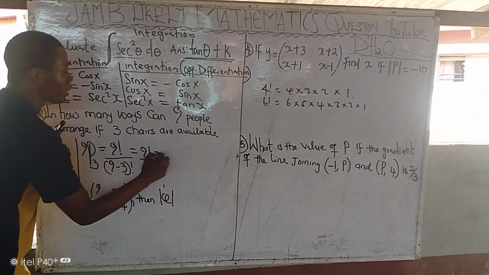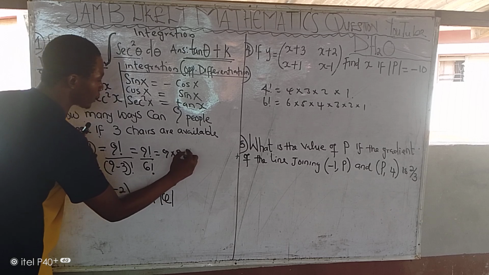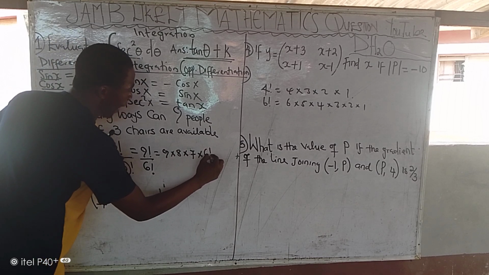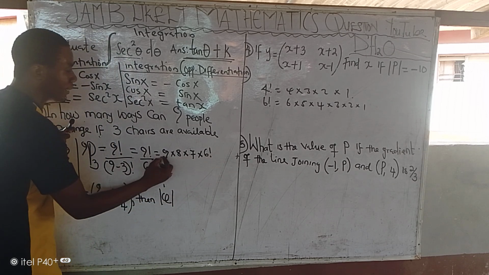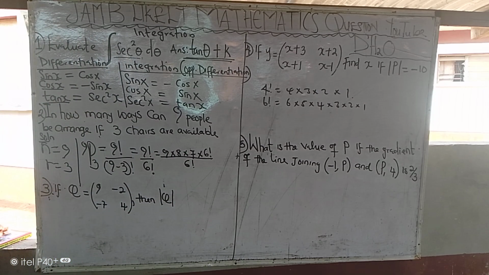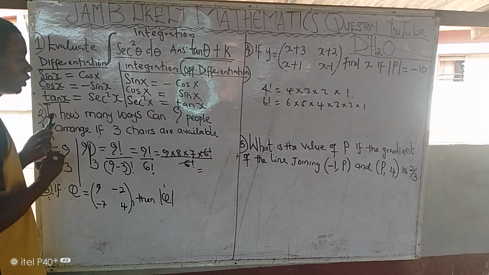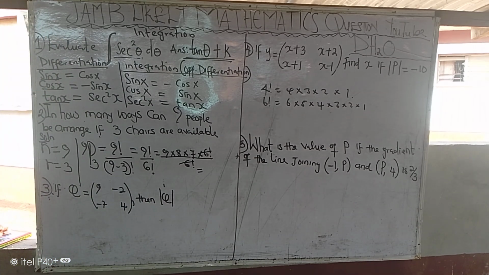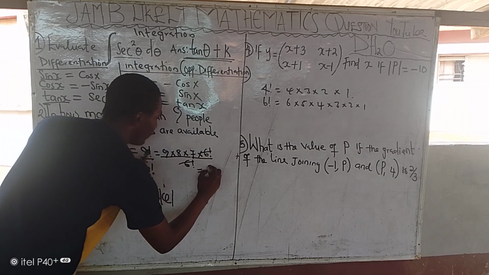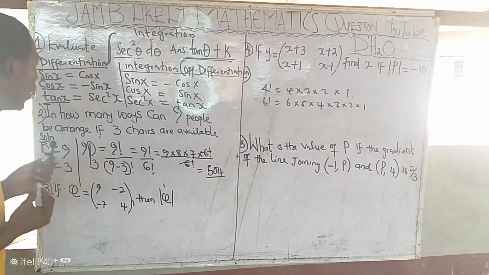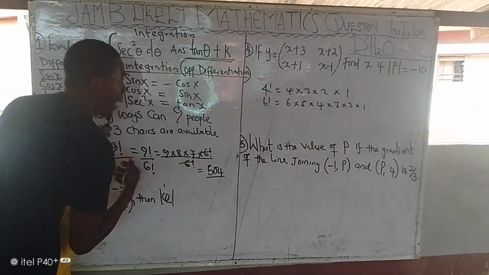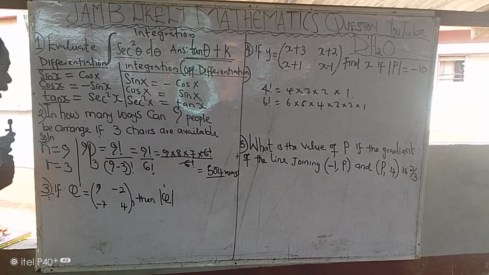So if I have 9 factorial, it means 9 times 8 times 7 times 6 factorial. I have to stop at 6 factorial so that the denominator can cancel out. So your 6 factorial cancels 6 factorial. We are left with 9 times 8 times 7. Let's use our calculator to do this. Okay, good. So we have 504 ways. So in how many ways can 9 people be arranged if 3 chairs are available? 504 ways. This is the answer to the word question.